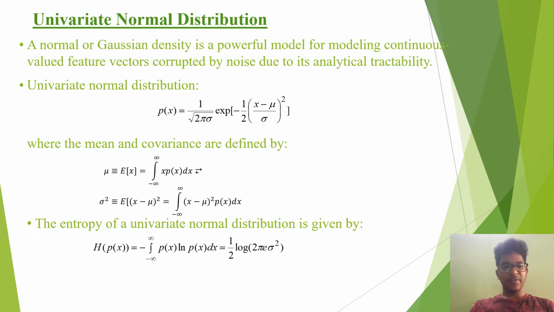The entropy of a univariate normal distribution is given by H of p of x is equal to minus the integral of p of x log p of x, from minus infinity to infinity, and so on.